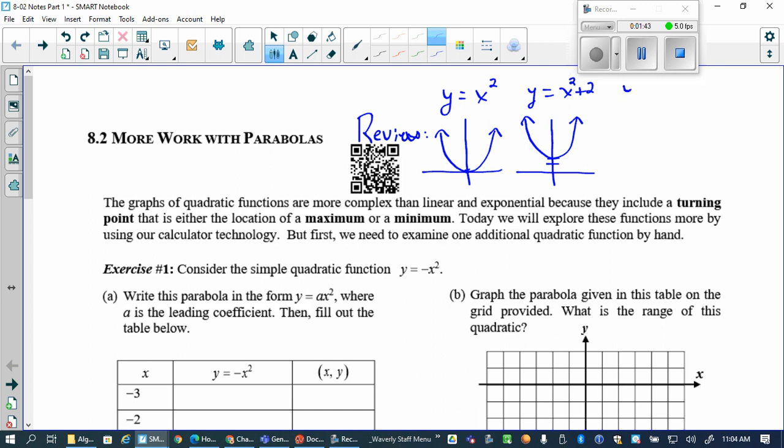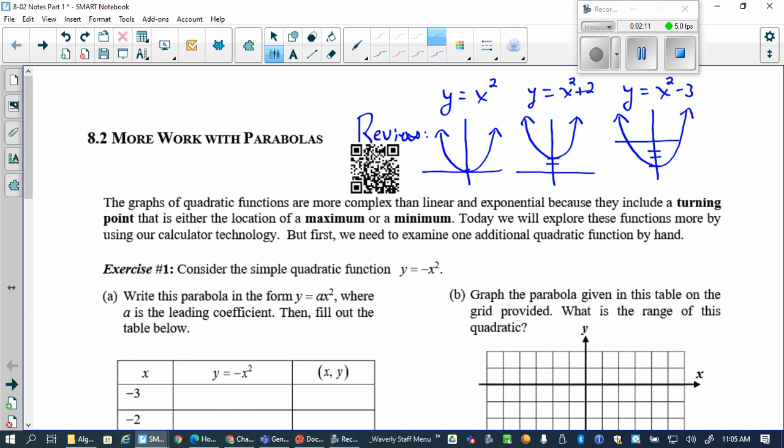We didn't do one like this, I don't think, but I think now you can figure it out. What if I had y equals x squared minus 3? What would that do to the parabola? Just shift it down 3, and the vertex would now be like down here, right? Okay? So if we add something or subtract something to the end of x squared, it moves it up or down, whether it's positive or negative, right?